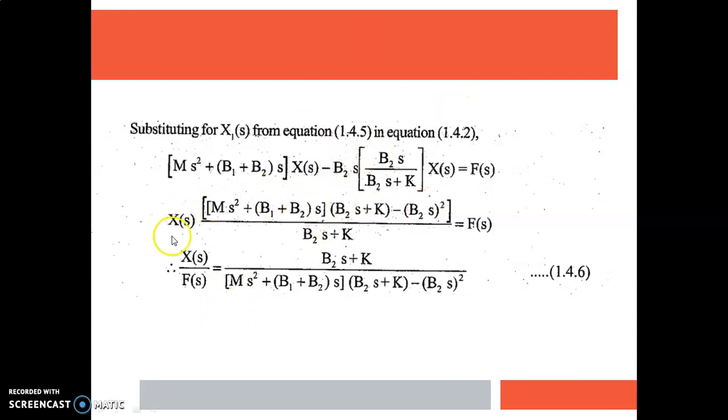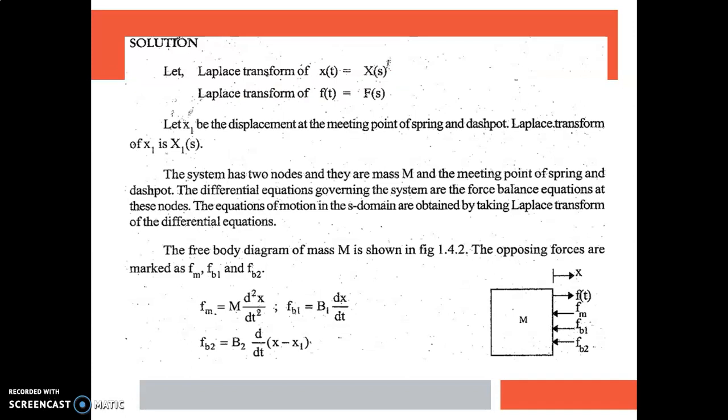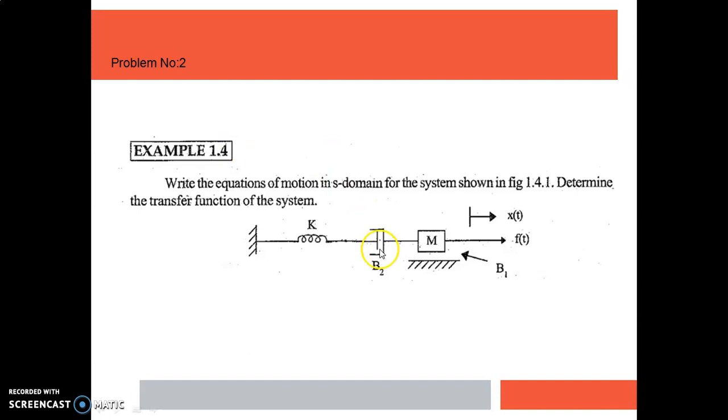Okay, and now we are getting x of s into something is equal to f of s. So now how will you write? X of s divided by f of s is equal to the reciprocal, that is b2s plus k divided by this thing. So you are getting the transfer function for the given mechanical system. You know that here there was no mass element, but there was a meeting point between the elements. So in that case you have to consider it as a mass body with m is equal to 0.